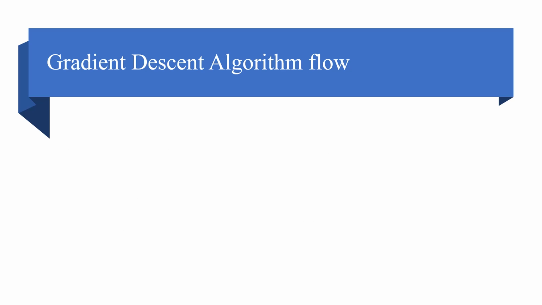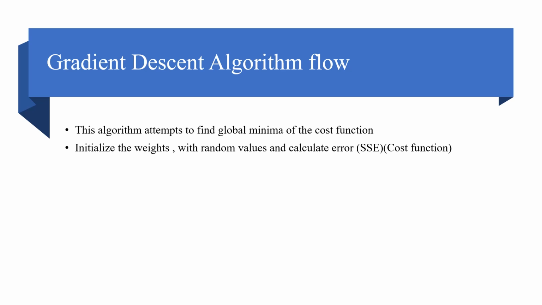It's the gradient descent algorithm flow. This algorithm attempts to find the global minima of the cost function. As you know, our goal here is to minimize the cost function in order to make the equation more general and improve the accuracy of our model. For that, we first initialize weights with random values and calculate the error. That's the SSE, or the cost function. SSE is just the case I've taken here, in the case of linear regression. It could be anything; it depends on your model.